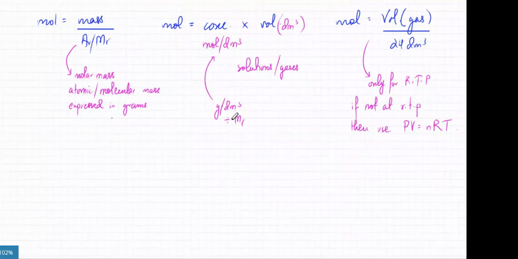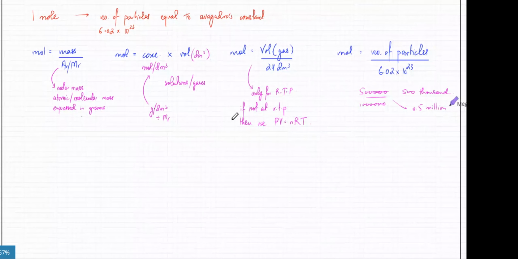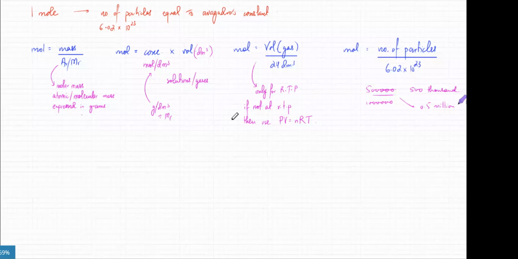So these are the 4 formulas. And remember, mole is simply a unit for counting atoms. Just like when you go to buy eggs, you talk in dozens. So we have different units for different things. For atoms we have moles. So every counting would be done in moles.